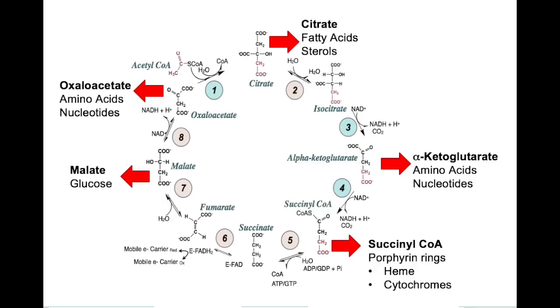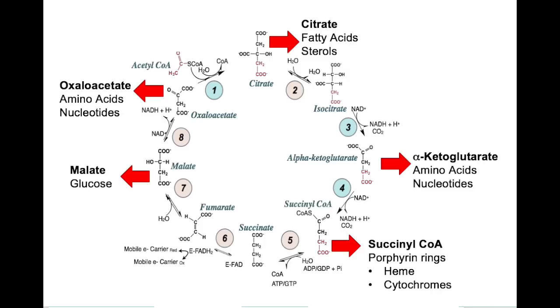Many of these products that are made in the TCA cycle are used for other things. Citrate is used to make fatty acids and also sterols, such as cholesterol and the steroid hormones. Alpha-ketoglutarate is used to make glutamate, other amino acids, and also nucleotides. Succinyl-CoA is used to make porphyrins that are necessary for heme and chlorophyll. Oxaloacetate makes the amino acids and nucleotides.